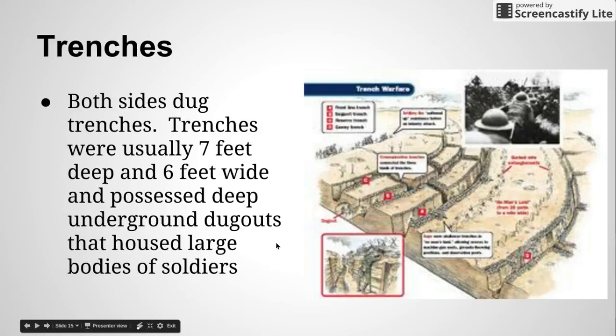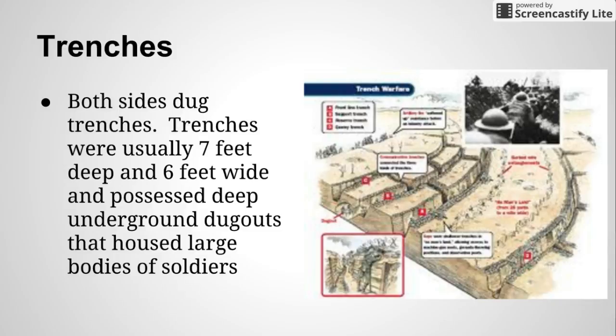Okay, trenches. Both sides dug trenches. They're usually about 7 feet deep. You wanted the trenches to be deep enough so that soldiers could walk through the trenches without being exposed to gunfire from the other side. And about 6 feet wide. You needed enough room so soldiers could walk by each other and not be bumping into each other.